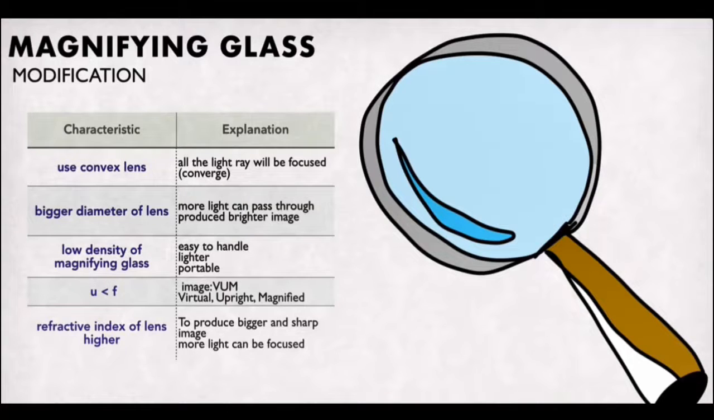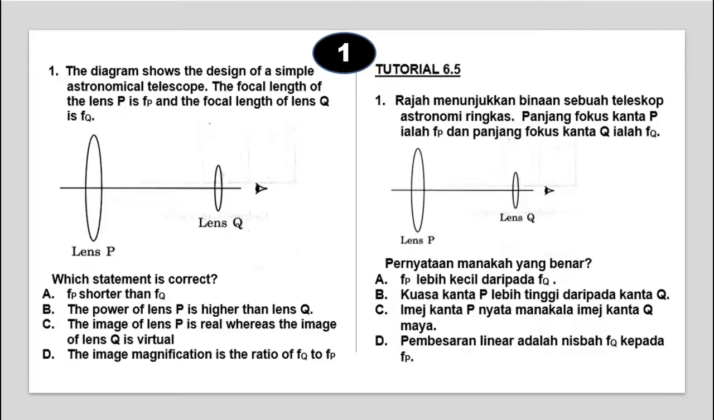Last one, the refractive index of the lens must be higher, so that it can produce a bigger and sharper image, or you can say more light can be focused. Okay, after you have learned the theory, now we have a few questions we are going to discuss together and try out together. Question 1.